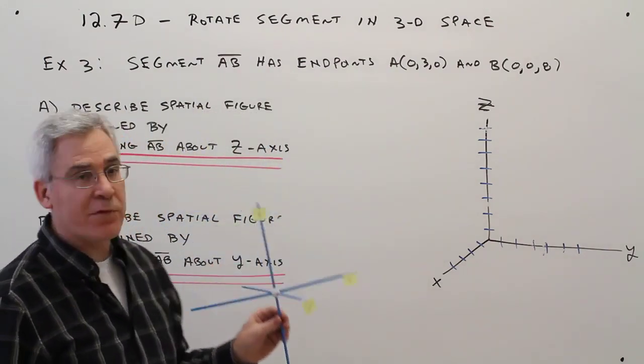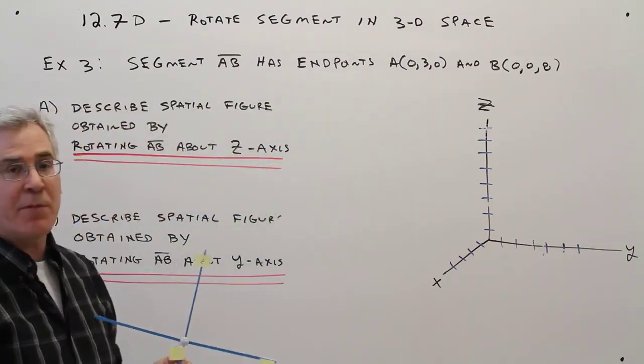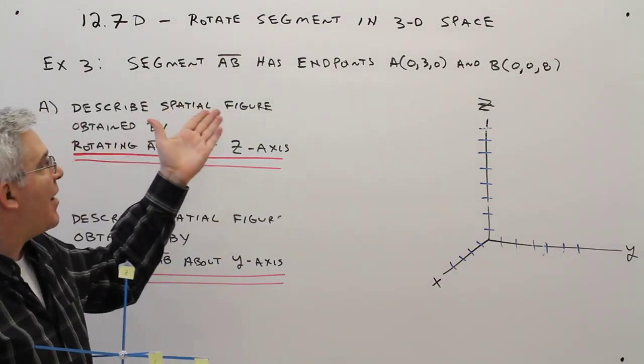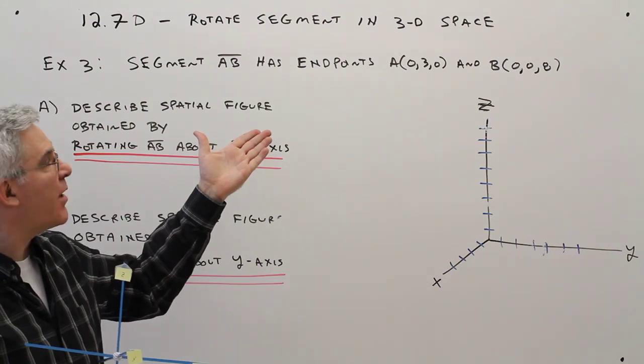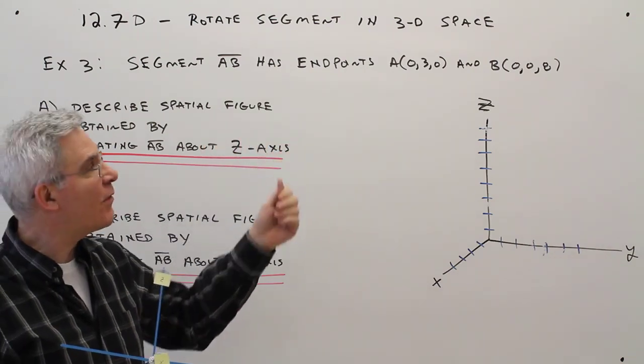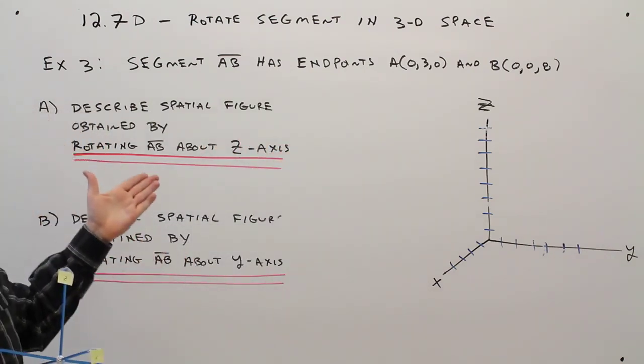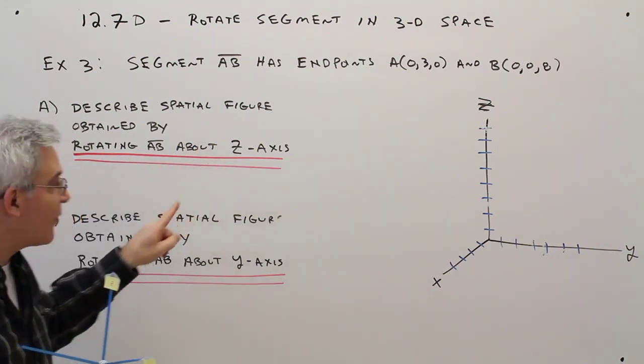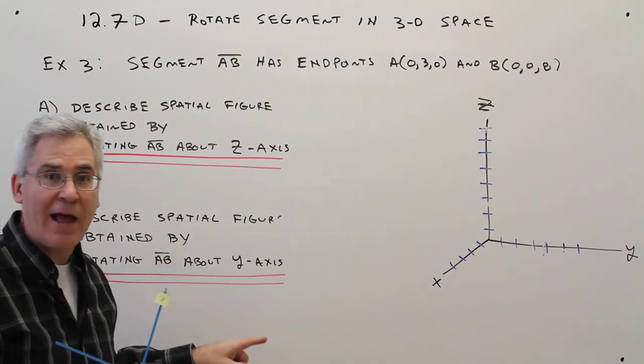Welcome to video 12.7D. Rotate a segment in three-dimensional space. Here's example 3. Segment AB has endpoints A (0, 3, 0) and point B (0, 0, 8). Describe the spatial figure obtained by rotating that segment about the z-axis and then again about the y-axis.